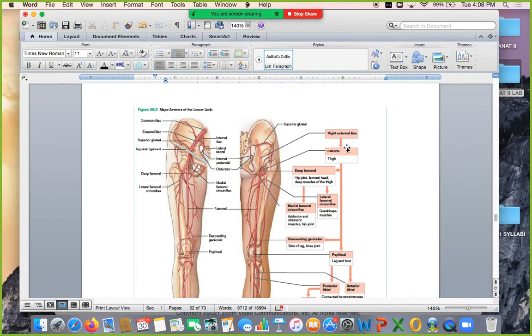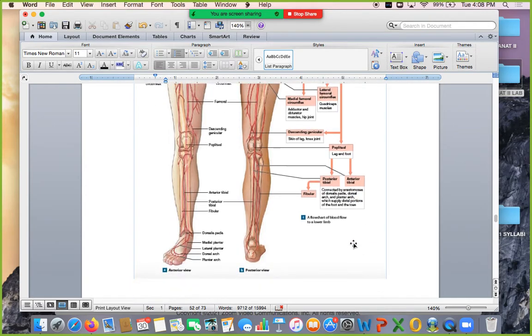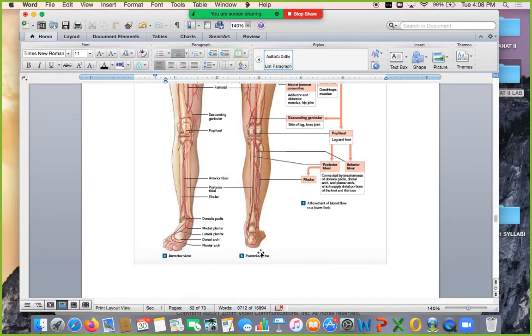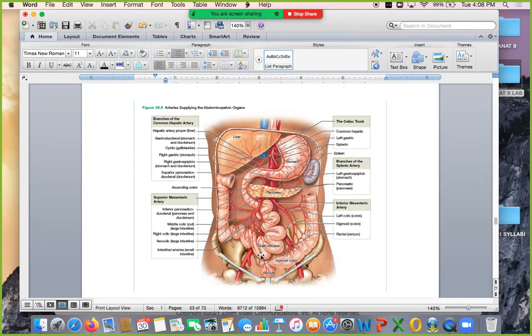Right external iliac into the femoral of the thigh. The femoral splits into the deep femoral, which splits further into the medial and the lateral femoral circumflex. The femoral itself is going to run into the popliteal, which splits. We also have a descending genicular, which is right on the skin of the thigh, the leg joint, right over here. The popliteal then splits into the posterior and anterior tibial and the fibular. And the fibular then is going to feed down into the lower parts of the foot.